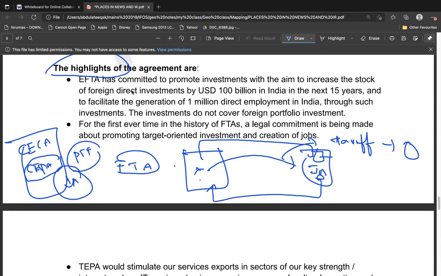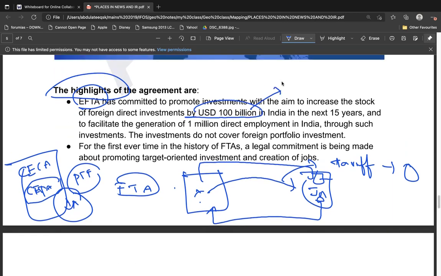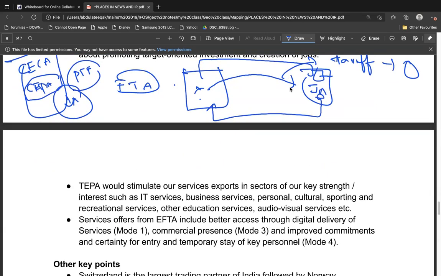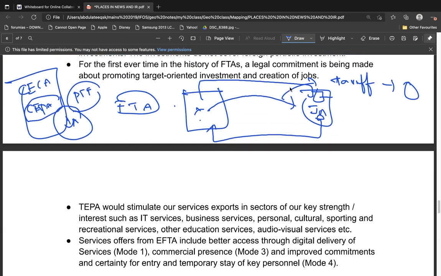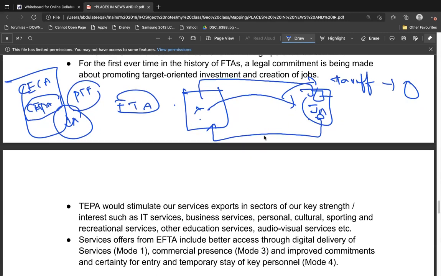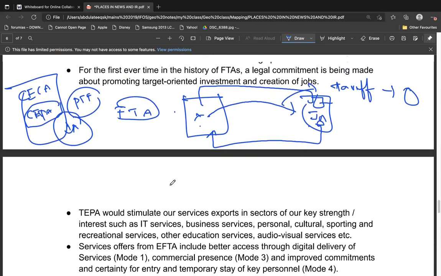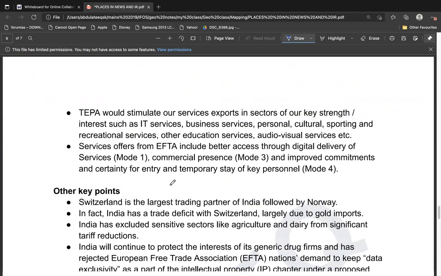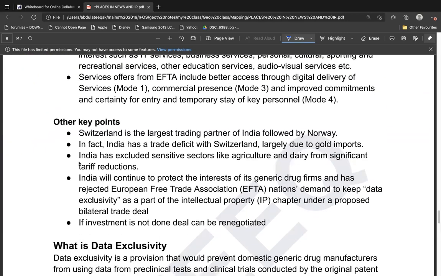But what is the important thing here? We made this FTA under the basic promise from this EFTA group that in the next 15 years, there will be an investment of $100 billion in India. Because of this, employment can be created in India. With this promise, we said, okay, we will reduce the tariffs on some of your products coming into India. But at the same time, in order to protect our dairy industry, we have not compromised on it. India will continue to protect its interests.